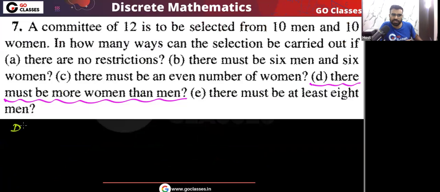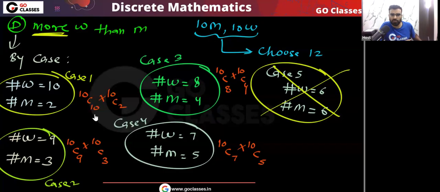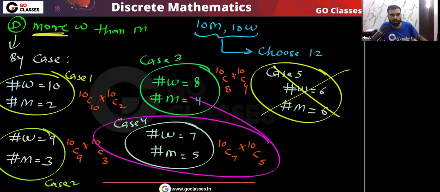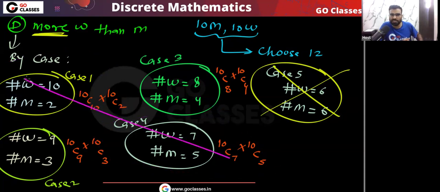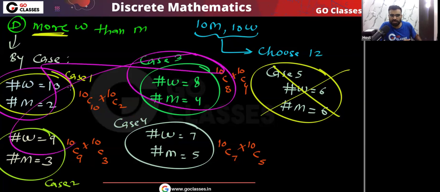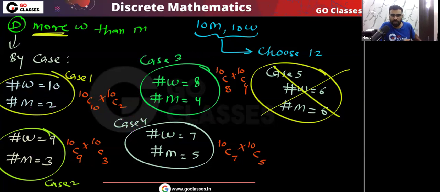So for part D, the answer is going to be the summation of all these cases. Remember, all these cases are mutually disjoint, pairwise disjoint. There is nothing common between any two cases. If you say case number 1, case number 4, they have nothing common, because in case number 1, we have taken 10 women. In case number 4, we have taken 7 women. So there is nothing common between any of these cases. So either we can do case number 1 or case number 2 or case number 3 or case number 4. So we can apply the summation rule, we can add all of these cases.